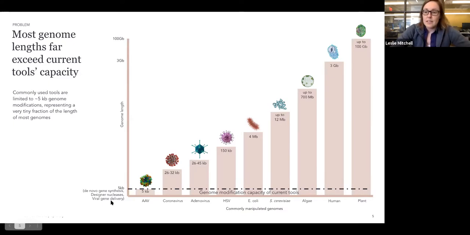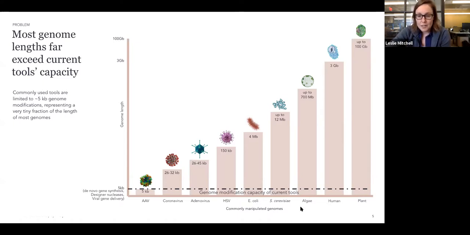The idea is that de novo gene synthesis is typically limited to the order of 5 kb. Designer nucleases are really most effective at the base pair or a couple base pair change level, and we could have arguments around that. And then viral gene delivery is really focused on the 5 to 10 kb range. And so with this self-fulfilling loop of making DNAs that are compatible with the size of viral vectors we have for delivery, we're only really touching a fraction of all of these commonly manipulated genomes. And so starting to think about this at these broader scales, I think is really important.